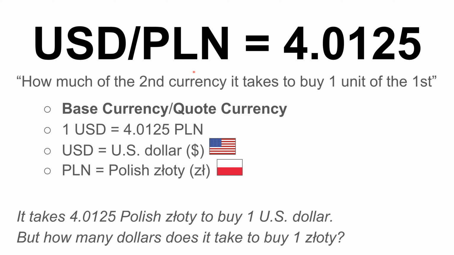For each Forex pair, there is a market price associated with it that refers to how much of the second quote currency it takes to buy the first base currency. In this case, it takes 4.0125 Polish zloty to purchase 1 US dollar. On average, these exchange rates tend to fluctuate between 0.5 to 1% daily, so not too much.